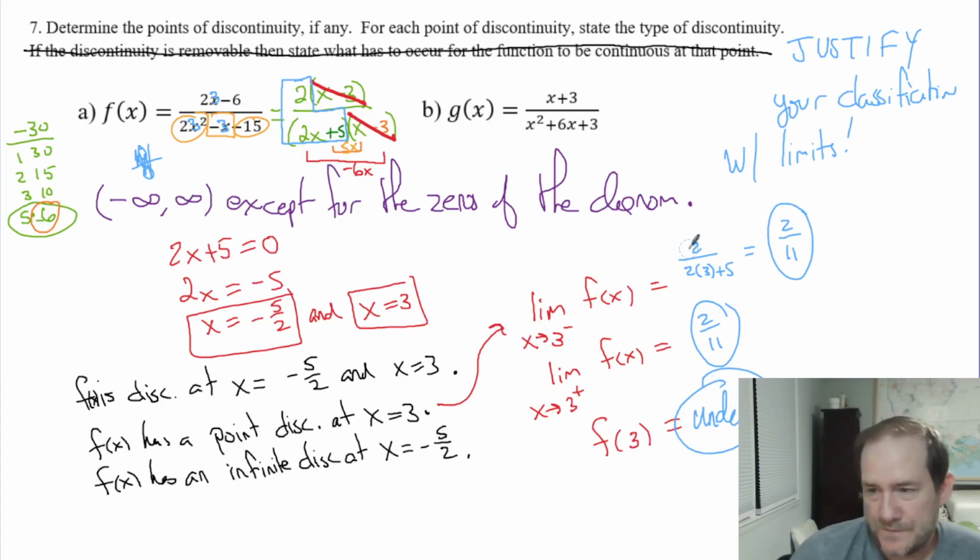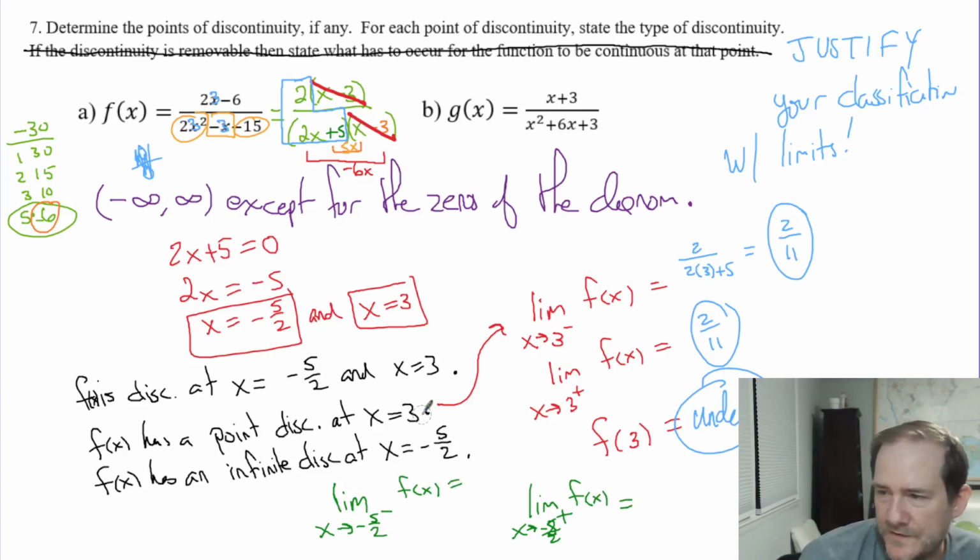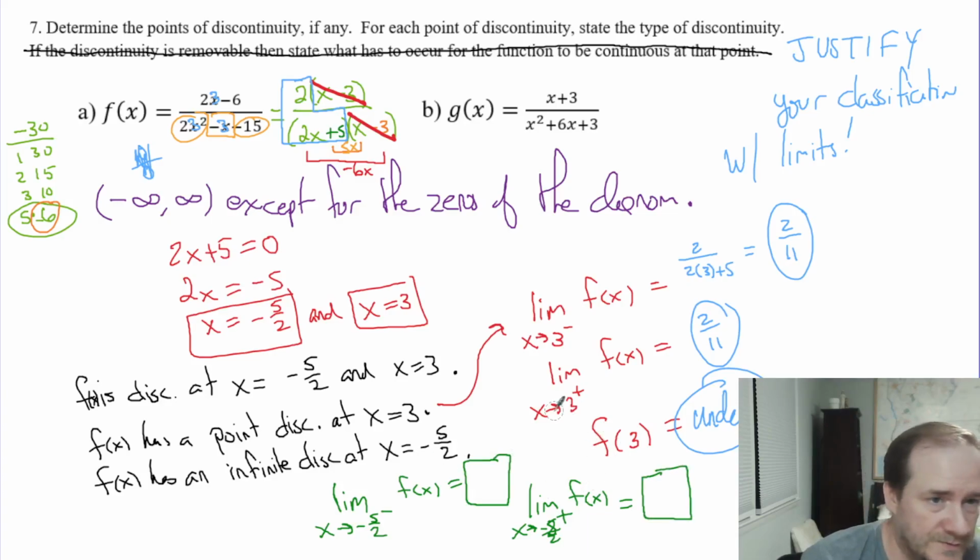So that's good. Now for the infinite discontinuity, we would do the same basic thing, where again, you better talk to me about the limit as x approaches negative 5 halves, and do it from the left. And also find me the limit as x approaches negative 5 halves from the right. And what you need for an infinite discontinuity is you need both of these limits to exist, and you just need one of them to be infinity.